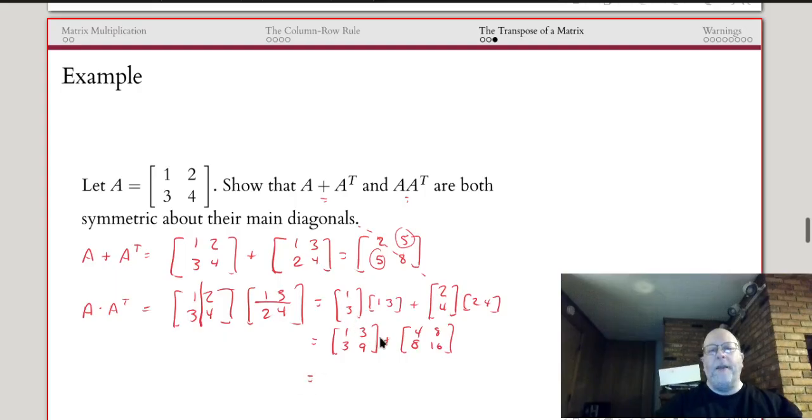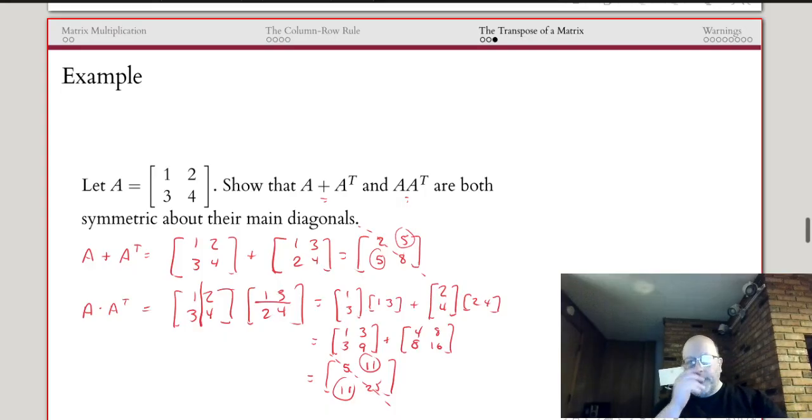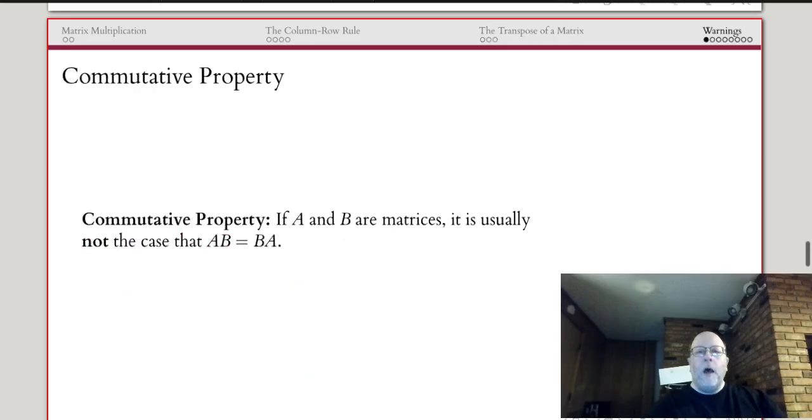And when we add them together, we get 1 and 4 is 5, 3 and 8 is 11, 3 and 8 is 11 again, and 9 and 16 is 25. And once again, this matrix is symmetric across the diagonal. The 11 on one side has an 11 across the mirror to the other side. All right, let's move on.